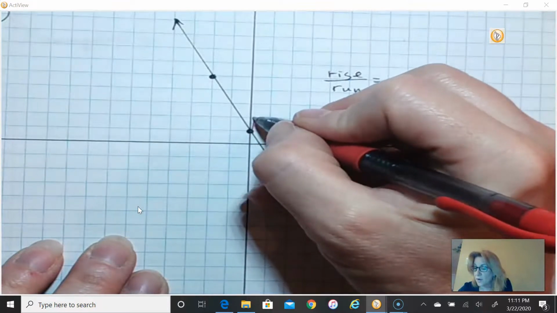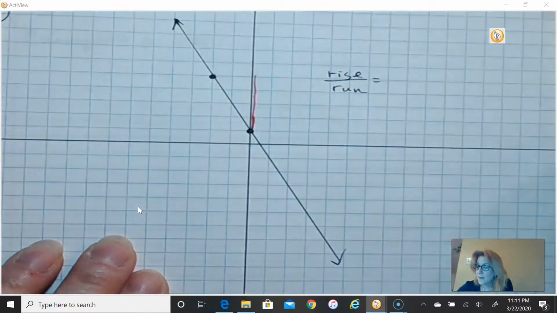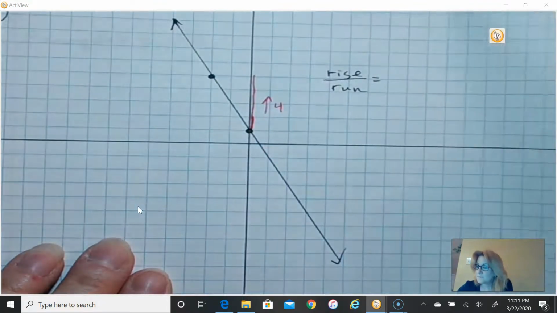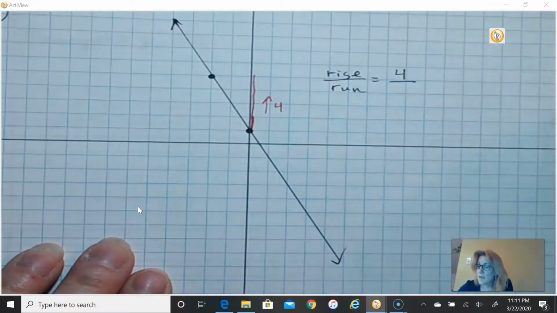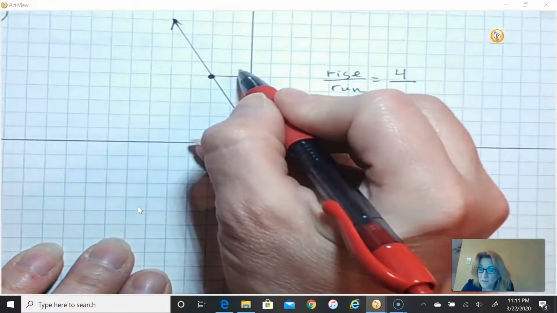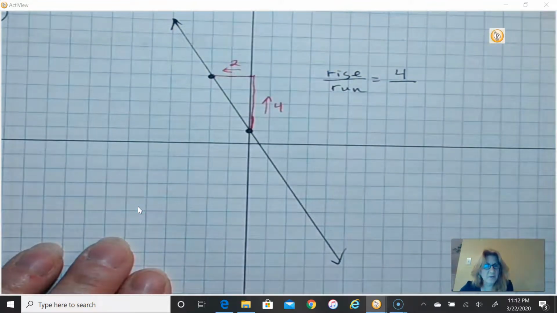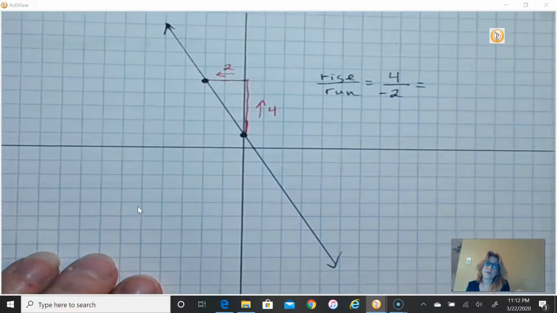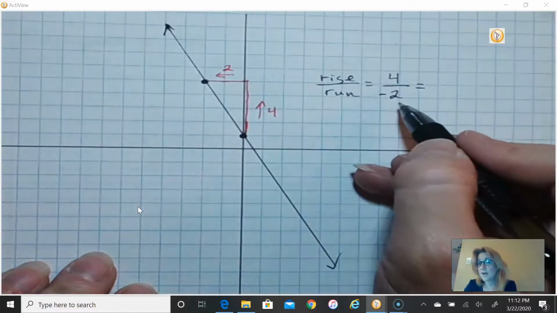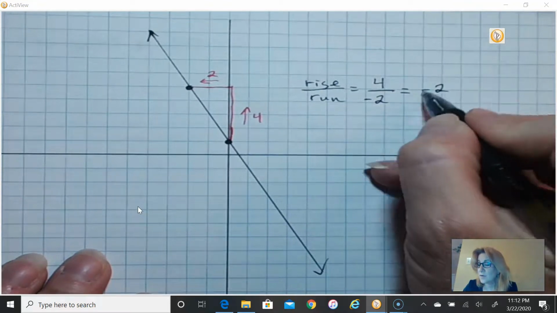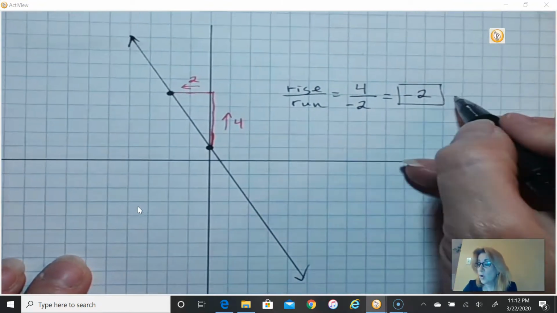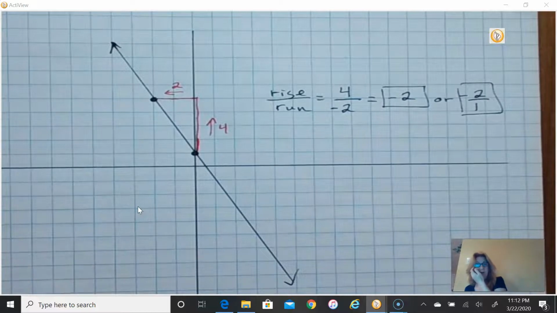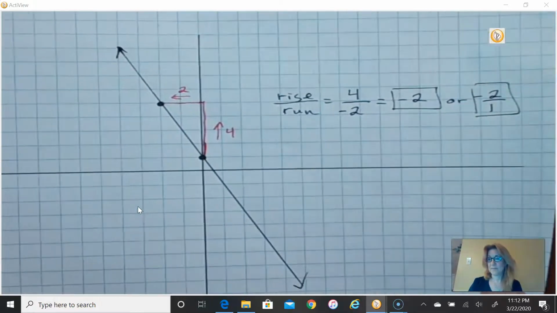So we need to do our rise first. So we're going to go up 1, 2, 3, 4. And that's positive. Oops. I'm getting flustered because of time. Up 4. And then we got to go left 1, 2. So if I go left, is that positive or negative? It's negative. So the last rule on that thing is to reduce. 4 divided by -2 is -2. That is your slope. Okay? Or you could even say -2 over 1. It doesn't matter. But that is your slope, -2. Okay, pause if you have a question.